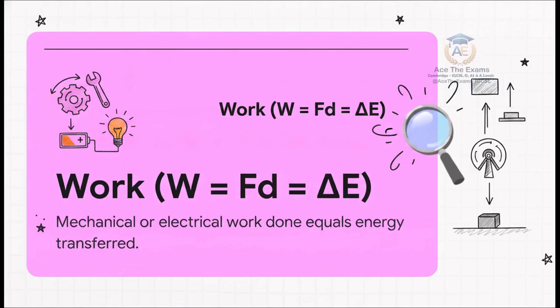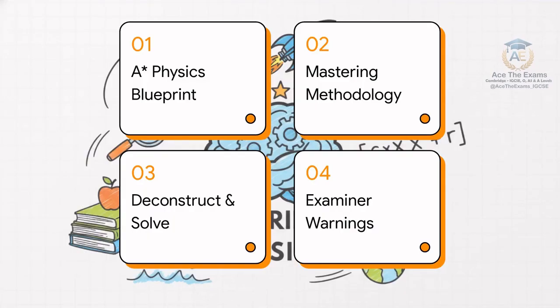When you do work on an object, you are transferring energy to it. When an electric motor does work, electrical energy is being transferred into kinetic and gravitational potential energy. Top students, the ones getting the A-stars, they don't just memorize the letters, they visualize the transfer happening in real time. So here is our visual roadmap for today's explainer. We're hitting 4 crucial steps to secure those vital method marks. We'll cover the A-star physics blueprint, mastering technical methodology, the deconstruct, solve, evaluate framework, and finally, those top examiner warnings.